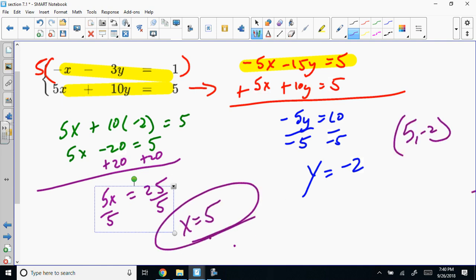I got 5, -2. How'd we do? Y'all rocking and rolling? Y'all wait. The rain is kind of, yeah. Okay, y'all ready?